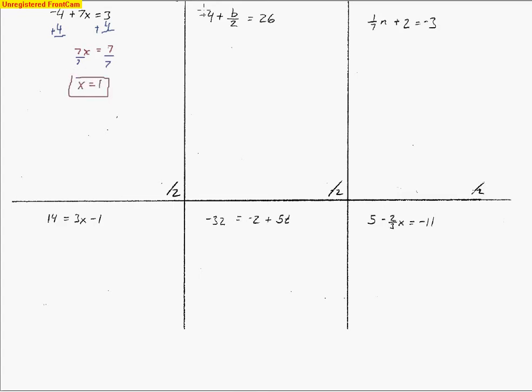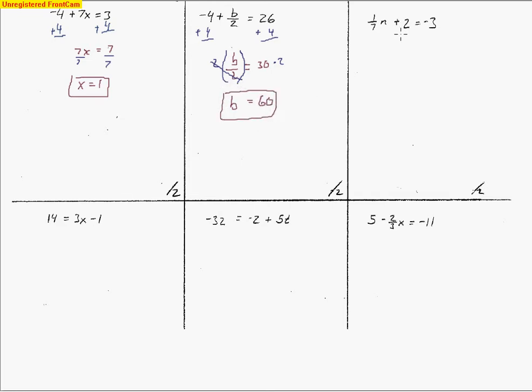Well, the next problem, same sort of thing. We want to isolate the variable, so we're adding 4 to both sides. It's a minus 4, so I did the opposite operation. I'm left with b over 2 equals 30. From that point, I want to do another opposite operation. This is division, so I'm going to multiply by 2 on both sides so that those 2's will cross-cancel, leaving me just with b by itself. So b equals 60.